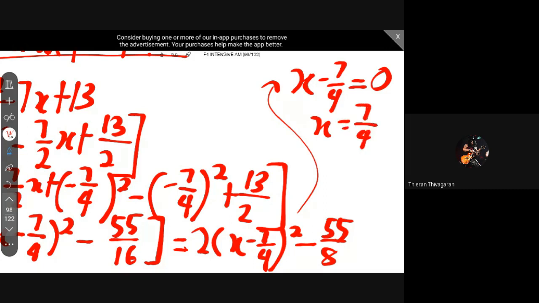Okay, don't be confused, guys. Kalau kat situ tambah, baru persamaan paksi simetri kamu ada tolak. When it's plus in the bracket, then only you have a minus.